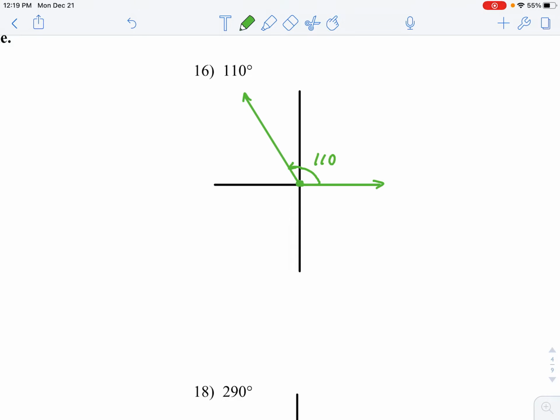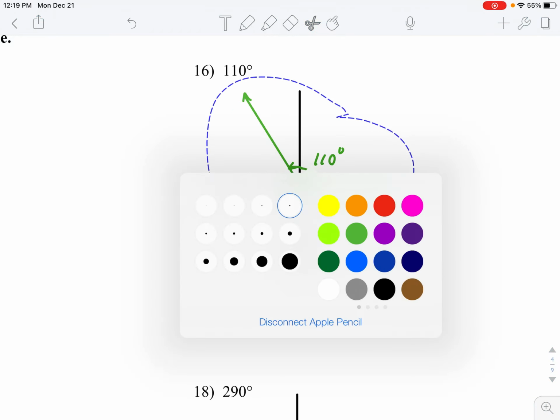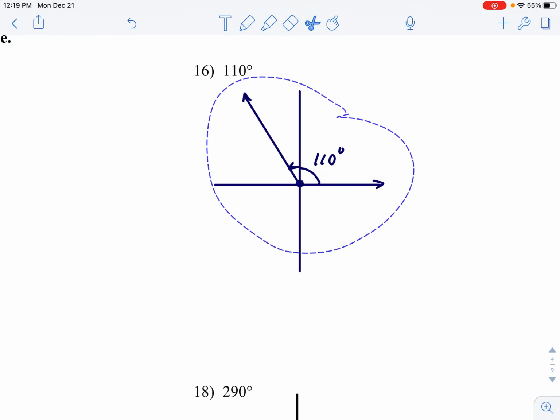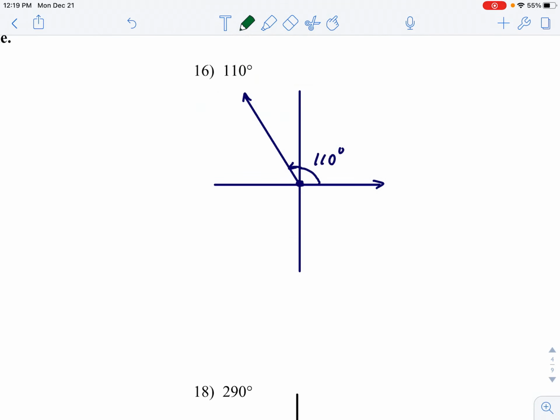So there's my 110 degree angle. My reference angle, oh, do you know what I want to do? Wow, you're going to think I'm just super indecisive. I'm going to go ahead and put this in blue. I'm going to do my reference angle in green. Hopefully I can remember to keep this up. So my reference angle is right here.